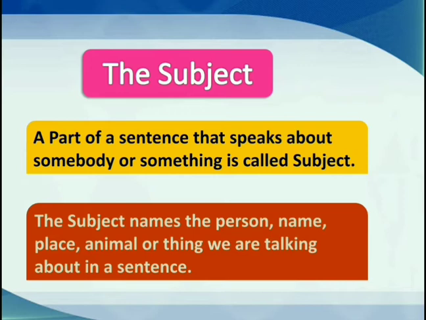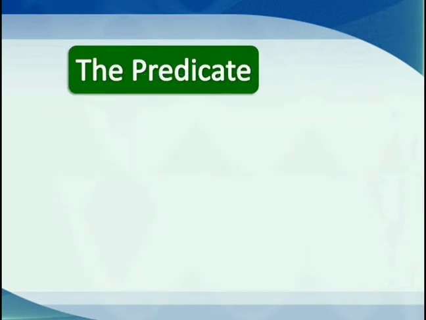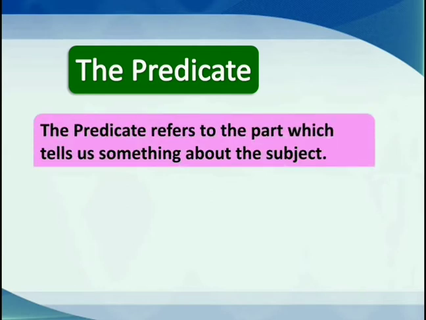We need to understand that it will be the name of a person, thing, place, animal, or about something that we are talking about in a sentence. Now, when we say the predicate, what does the predicate mean? The predicate refers to the part which tells us something about the subject.